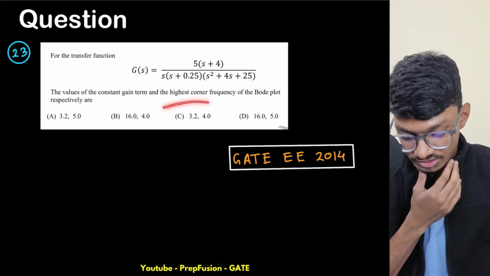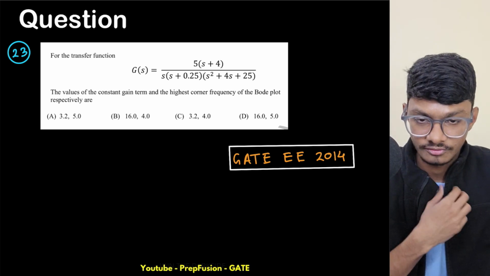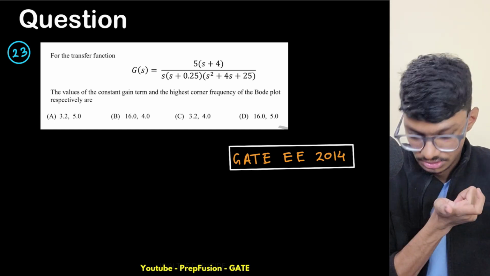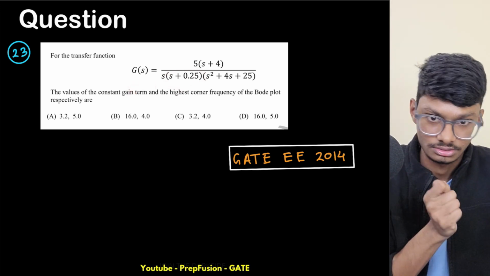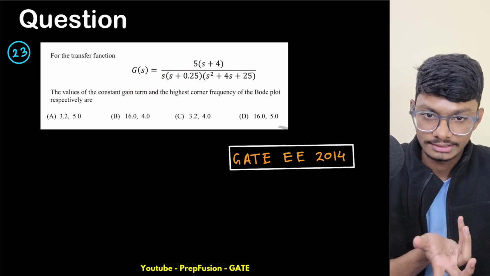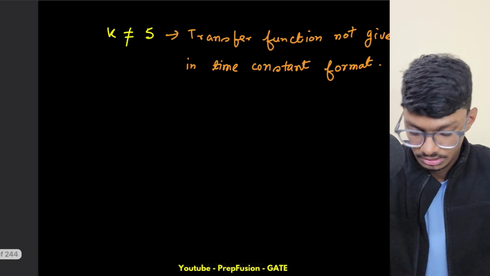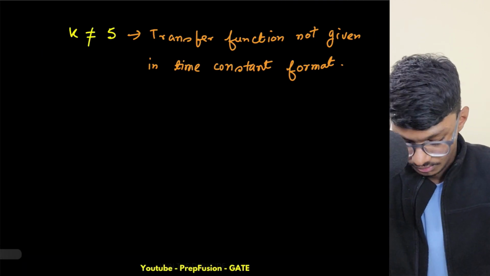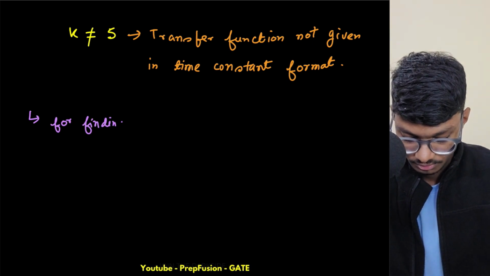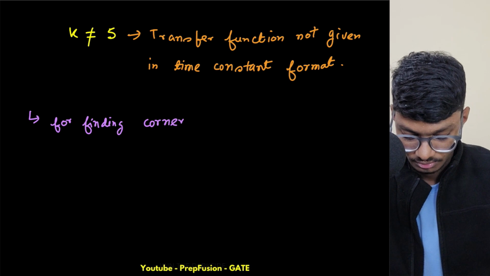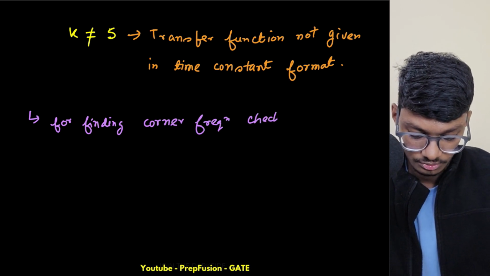They have asked for the highest corner frequency. So for finding the highest corner frequency, obviously you will need the location of the poles. So here, what is the location of the poles? Here one pole location is 0, so obviously these two are there, but we have to check the location of the poles here.